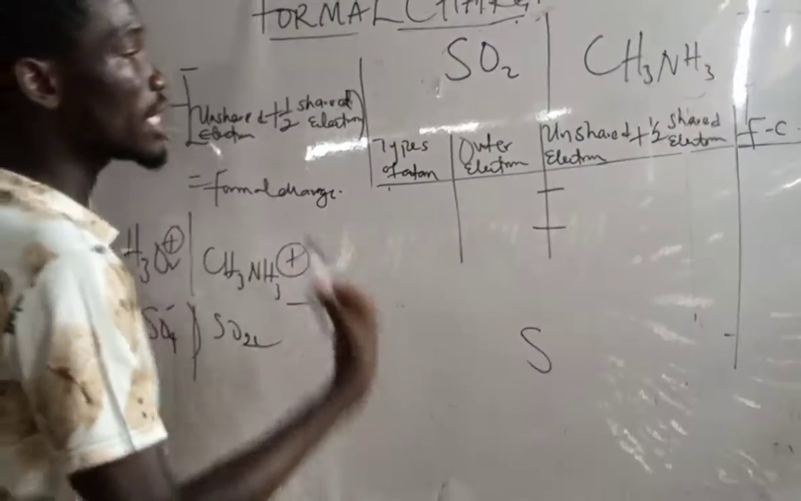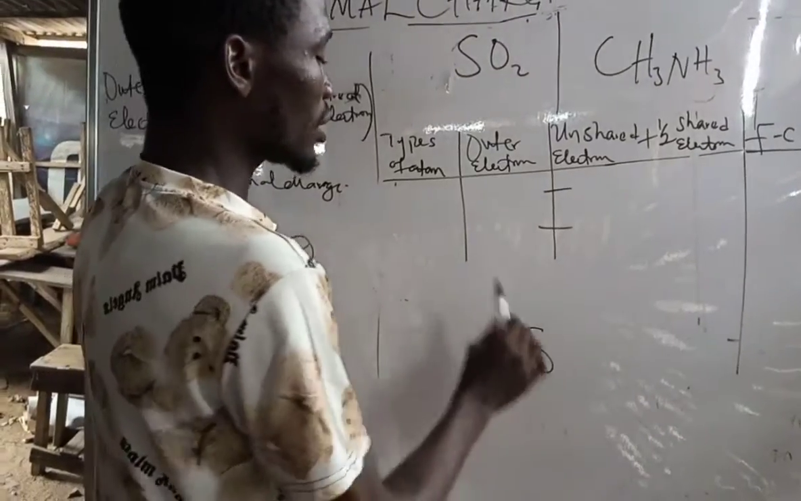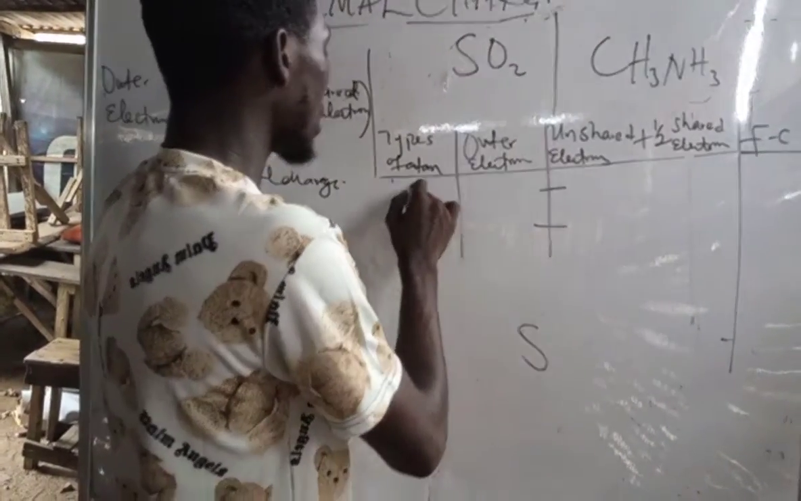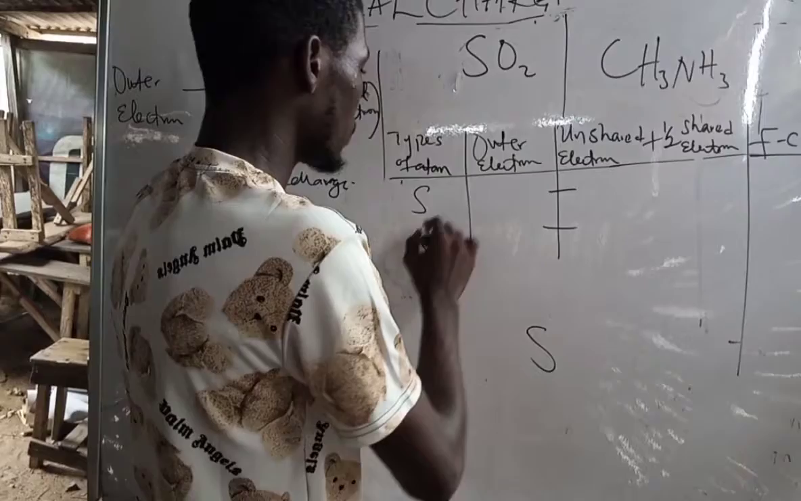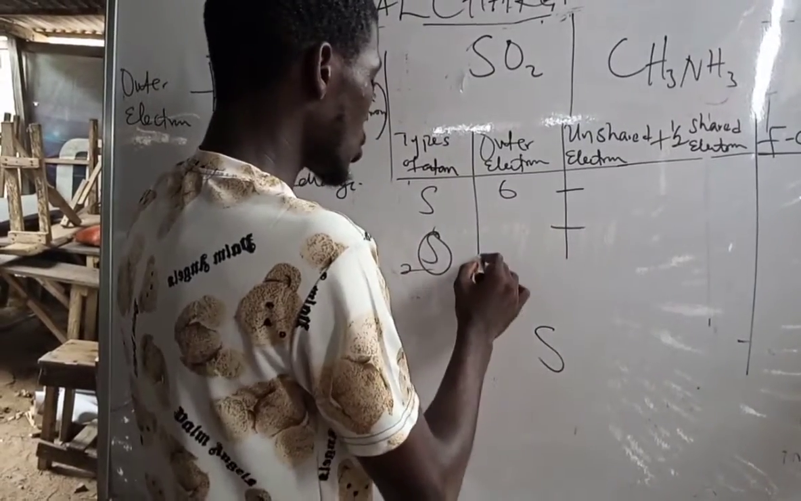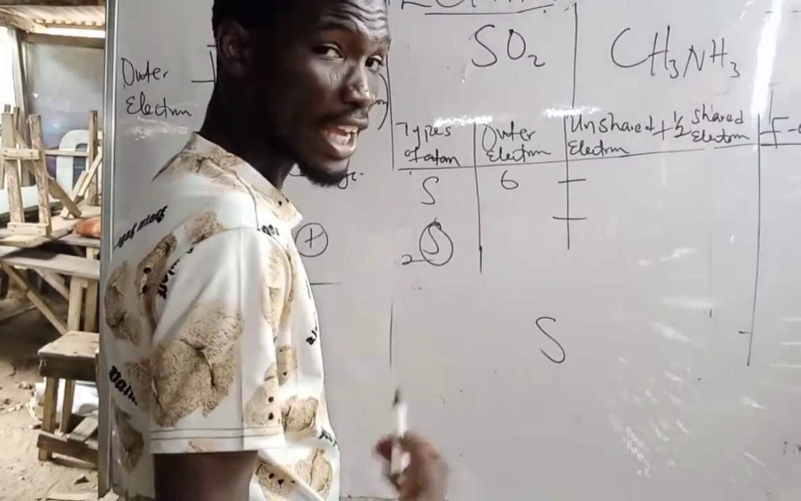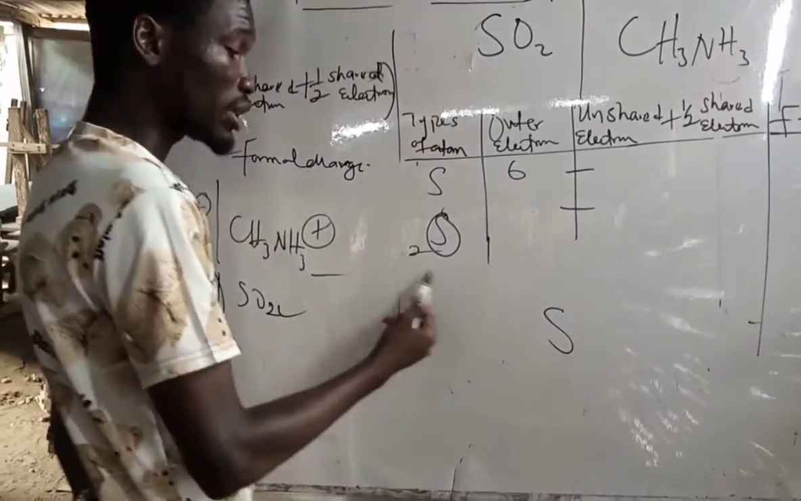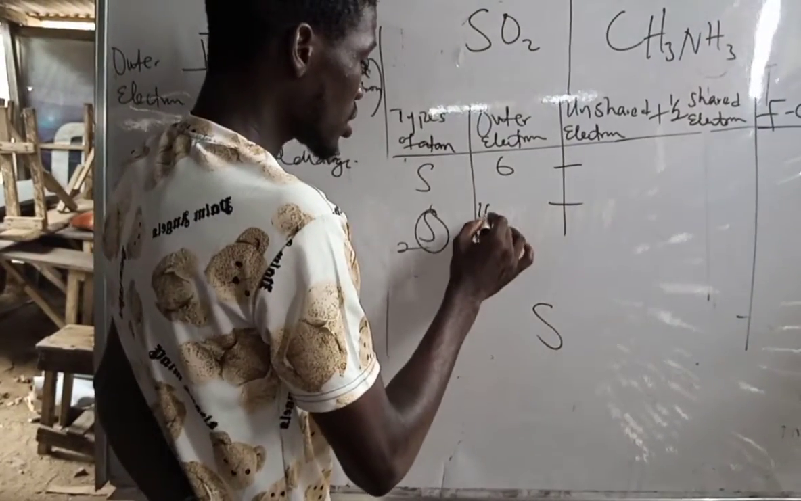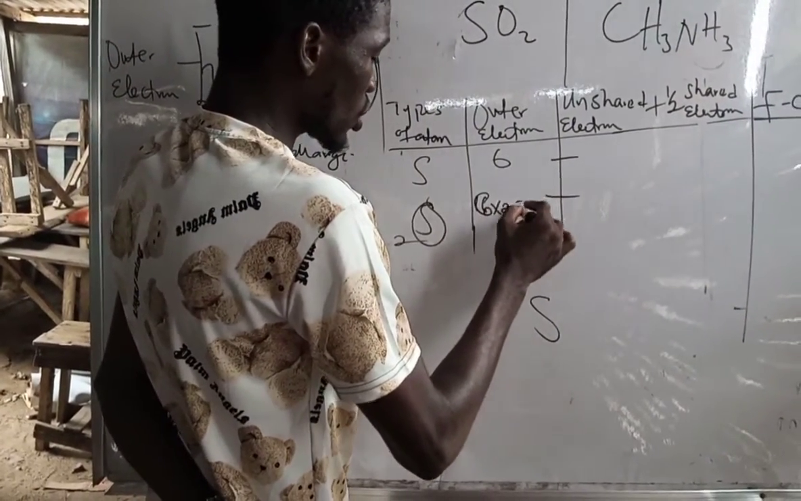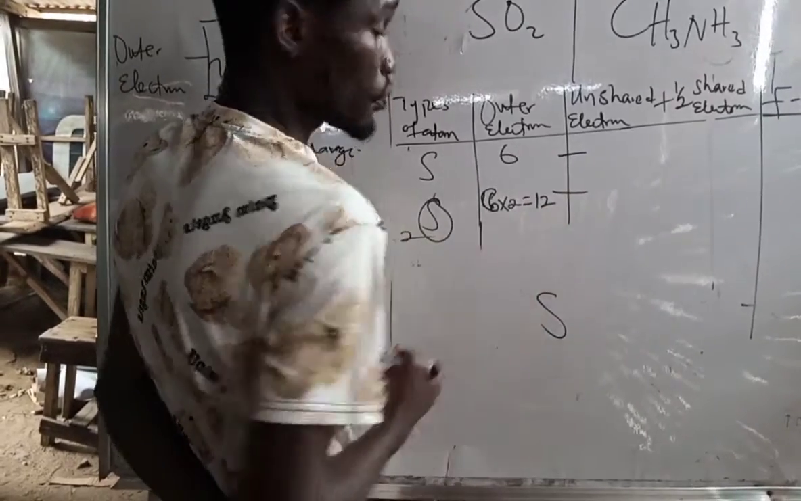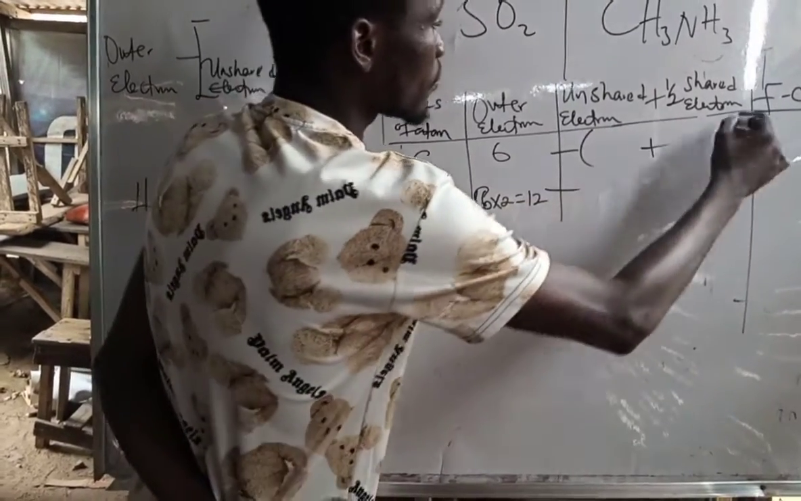Don't forget that if S is the central atom, then what is the outer electron of S? 6. My oxygen is what? 2. Are you following me now? So the same thing we did in the first one, you can say we have 6 times 2. That will give us what? 12. You can see it now.